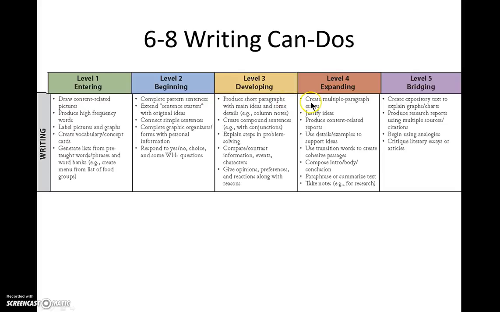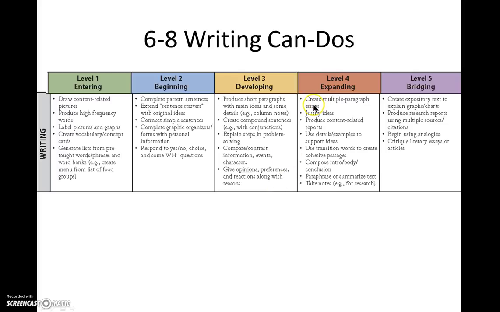A Level 1 student can draw content-related pictures and generate lists from pre-taught words and phrases. A Level 2 student can complete sentence patterns and extend sentence starters with original ideas. He can also respond to yes/no questions, choice questions, and some WH questions. A Level 3 student can produce short paragraphs with main ideas and some details. He can also give opinions, preferences, and reactions along with reasons.